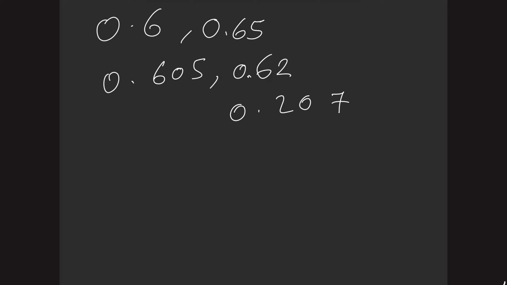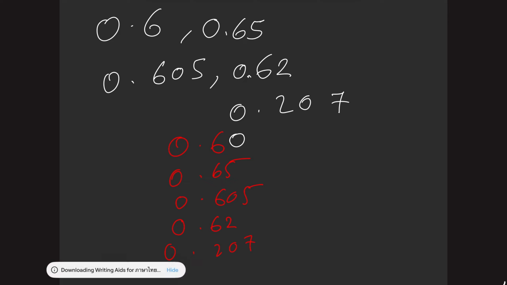First, equalize them. You have to have the same number of place values. So put them above each other. We have 0.6, we have 0.65, we have 0.605, we have 0.62, we have 0.207. And for the missing parts, add zeros after them.